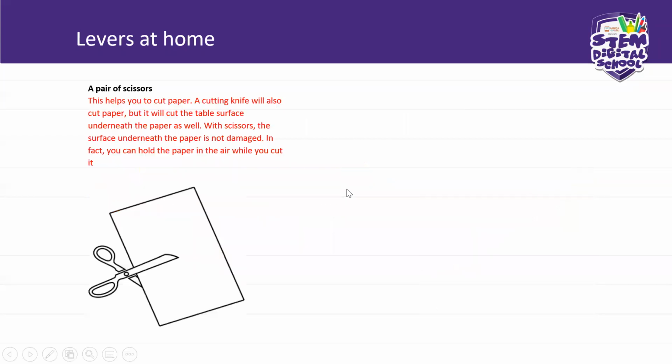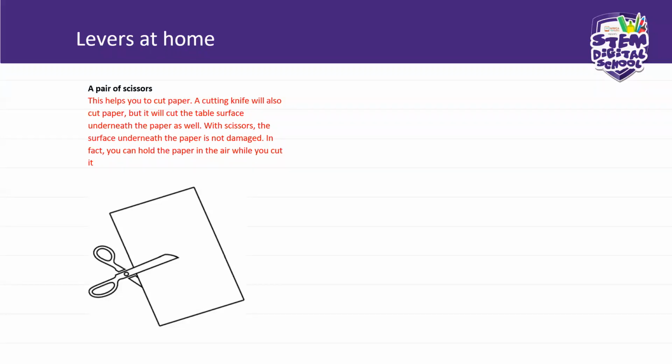Pair of scissors. We've been talking a lot about pair of scissors, and I've already told you that it's a combination of two levers. It helps you to cut paper. A cutting knife will also cut paper, but it will cut the table surface underneath the paper as well. With scissors, the surface underneath the paper is not damaged. In fact, you can hold the paper in the air while you cut.